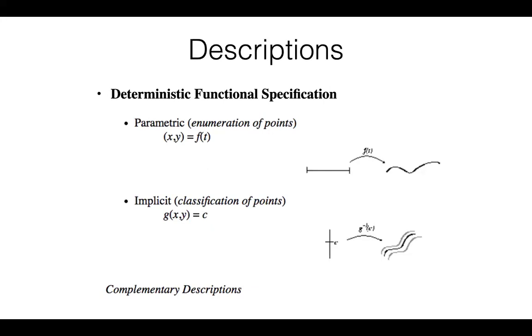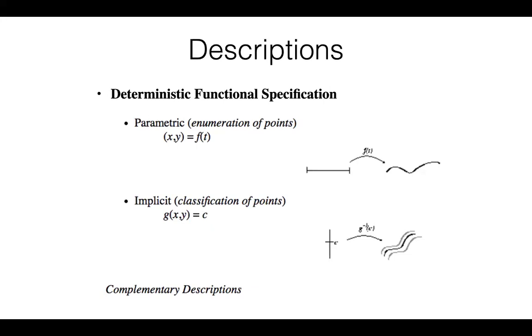So as we vary the parameter t along this interval, the function gives us the points in D that belong to that curve. So basically, it enumerates points of the curve by varying the parameter. And then the implicit description, you have this function G of the ambient space that basically takes a point in space, it classifies the points.